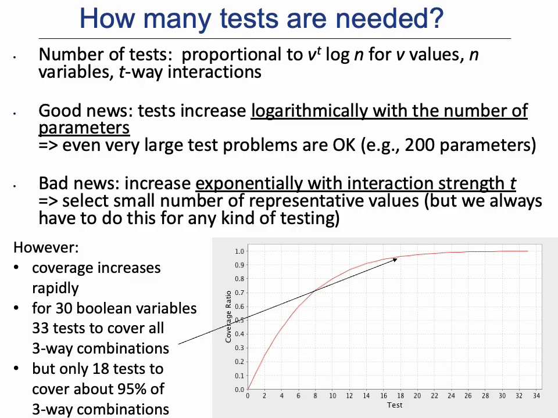And that's because, of course, as we generate tests, we cover combinations as we go along, and towards the end of the array, the number of new combinations tends to grow much more slowly. It just gets harder to find the previously uncovered combinations. So that means that we have this sort of curve in general for most test problems.